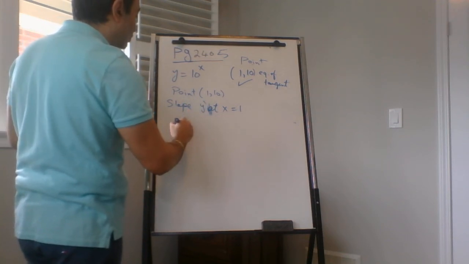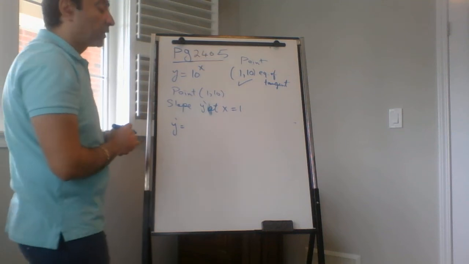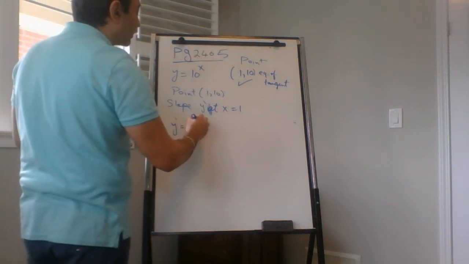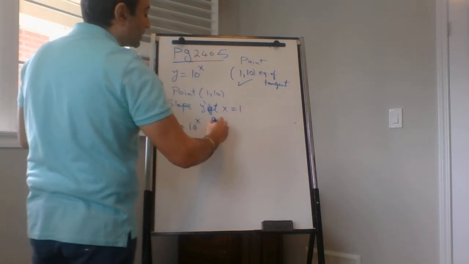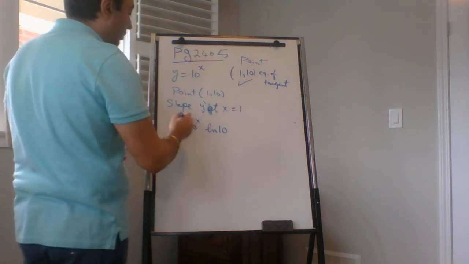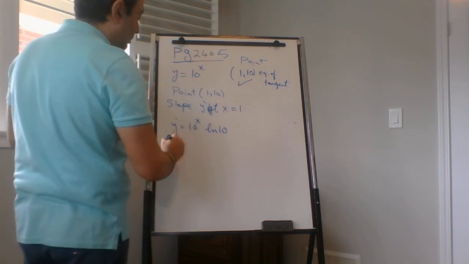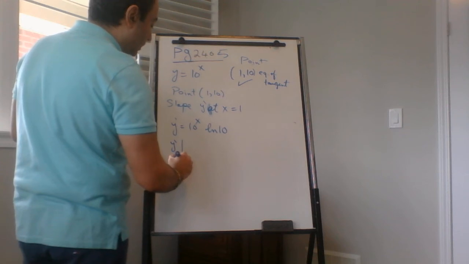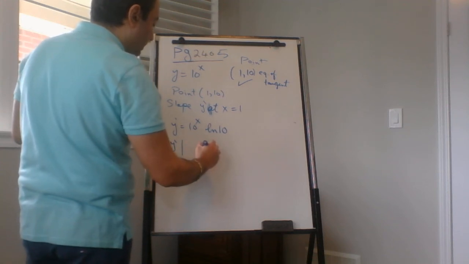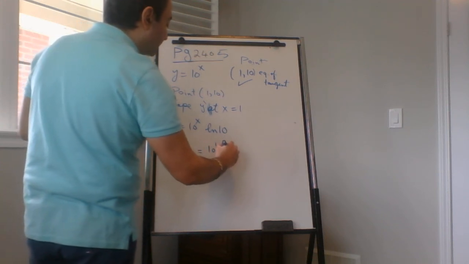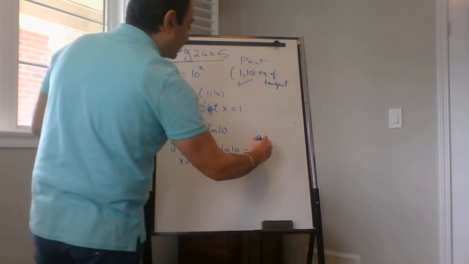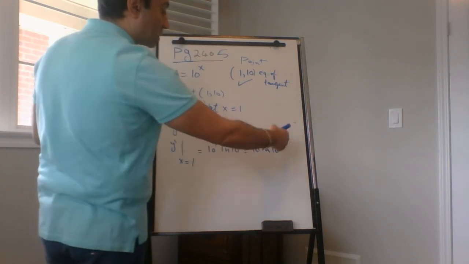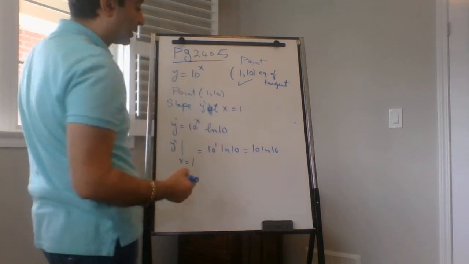So y prime equals, the derivative of 10 to the power of x is 10 to the power of x ln 10. Now all I need is y prime at x equal 1. So that will be 10 to the power of 1 times ln 10, which is 10 ln 10. It looks beautiful. 10 ln 10. Wow.